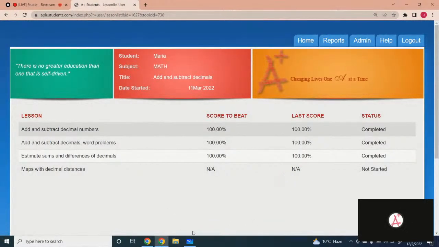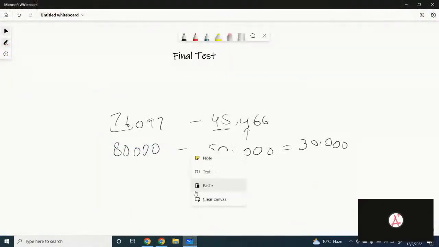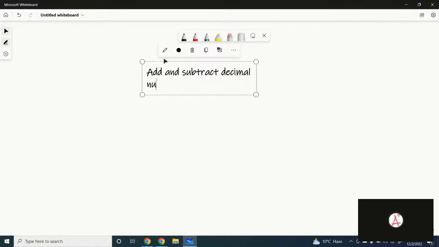So let's start with the topic. Let me write down the lesson name on the board. Add and subtract decimal numbers. Okay, let's start with the test questions.